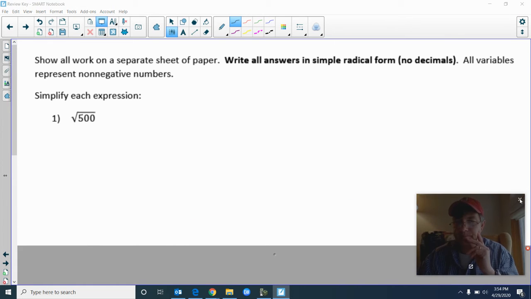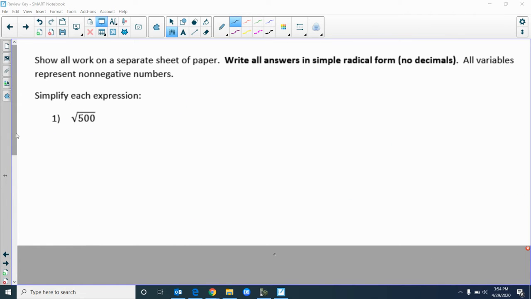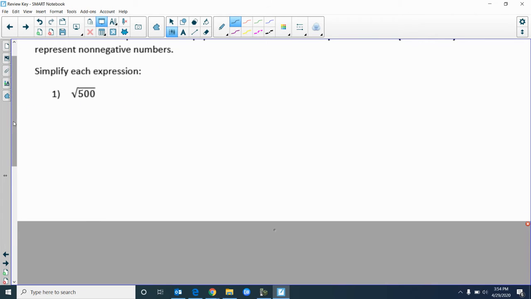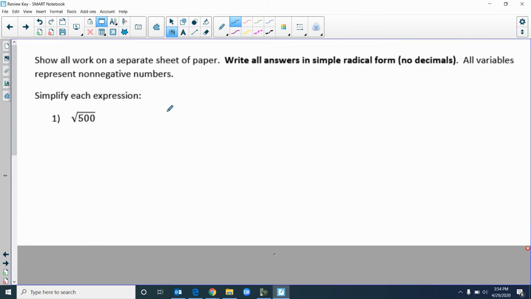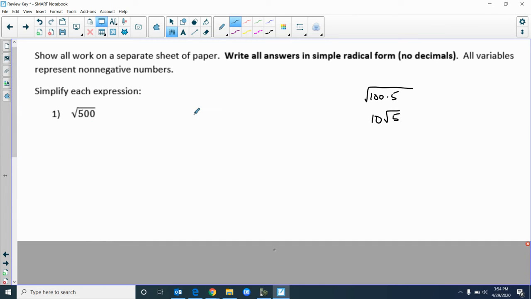Okay. All right, square root of 500. I'm going to do a factor tree on all of these. If you're really good with your perfect squares, you can do it that way. What I mean by that is I know 500 is 100 times 5. Well, I know the square root of 100 is 10. So that's going to give you 10 square root of 5. But let me tell you what most people are going to do, the factor tree, which is what I want to do on all of these. I just wanted to make sure I explained that.